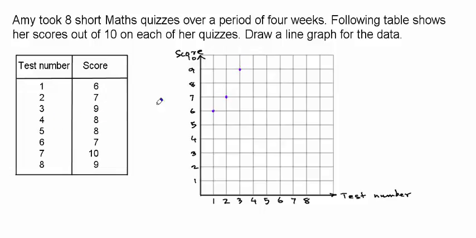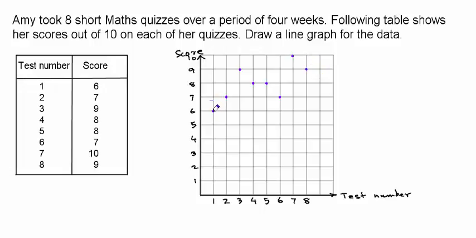Then we have 4 and 8. 5 and 8. 6 and 7. 7 and 10. She scored 10 out of 10 on her 7th test. And finally 8 and 9. She scored 9 on her last test, test number 8.